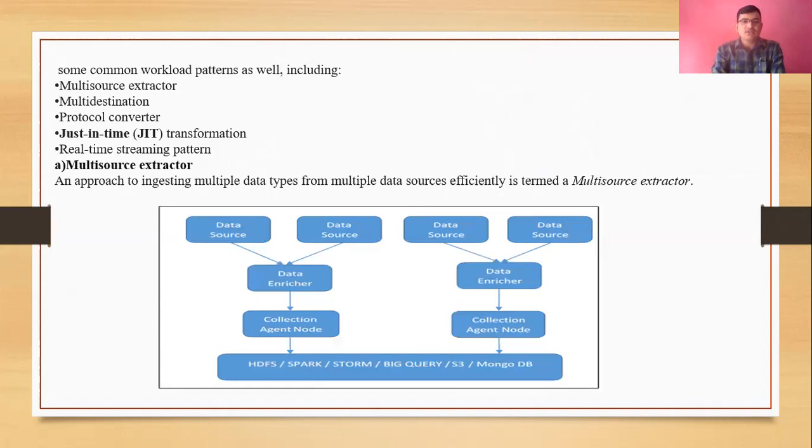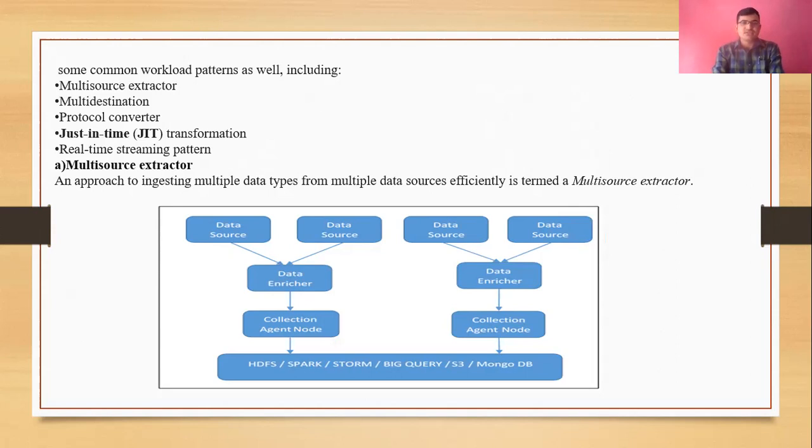Some common work patterns as well, including multi-source extractor, multi-destination, protocol converter. These are the common work patterns in the ingestion layer or data source. And just-in-time (JIT) transformation, real-time streaming patterns. These five concepts are patterns in the data source and ingestion layer.